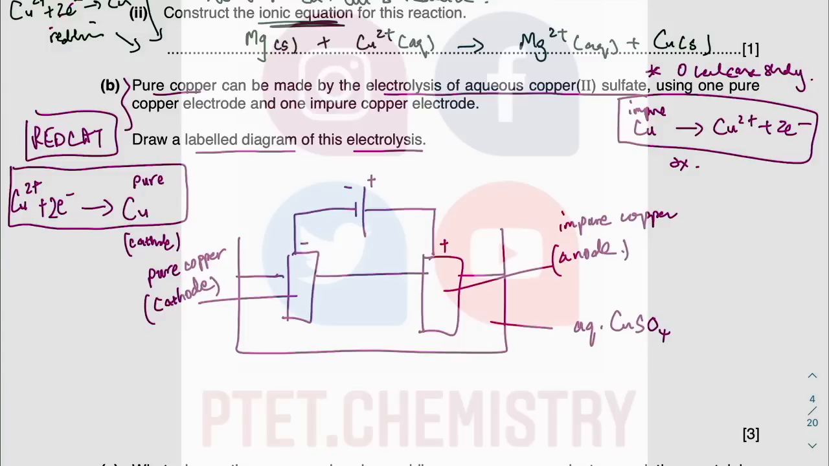This solution is colored because it's aqueous copper(II) sulfate. It's pale blue in solution, but it will not change in color because the copper here is not from here. The copper here is from here to here. So you're migrating the copper from the anode to the cathode. Overall, there is no change in the concentration of the electrolyte. The Cu2+ ions are not used up at all.